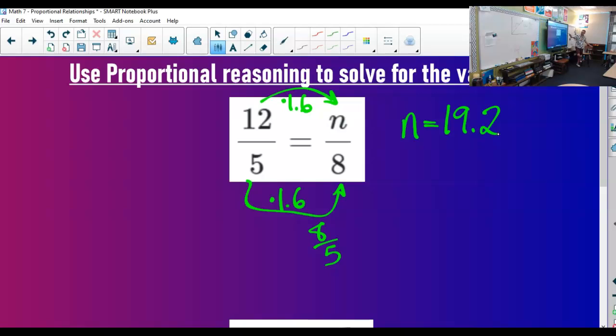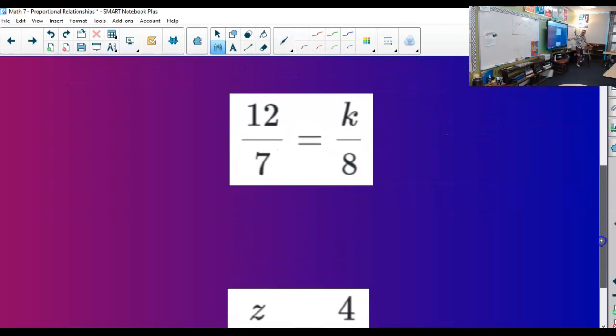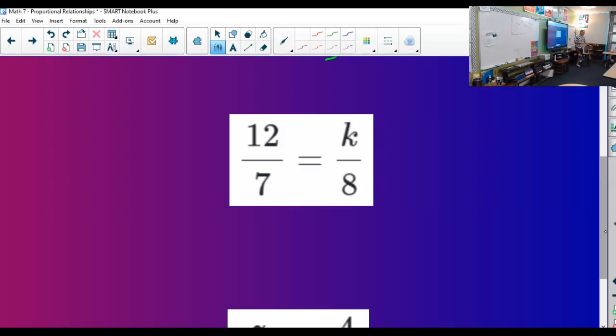Feeling better about this? Feeling pretty good? Try this one. This is not the same as what you wrote down a couple equations ago. Are we getting bigger or smaller, ask yourself. Oh, that's easy. We're going from 7 to 8. We're going from 7 to 8. So we're going to go from 12 to something bigger.